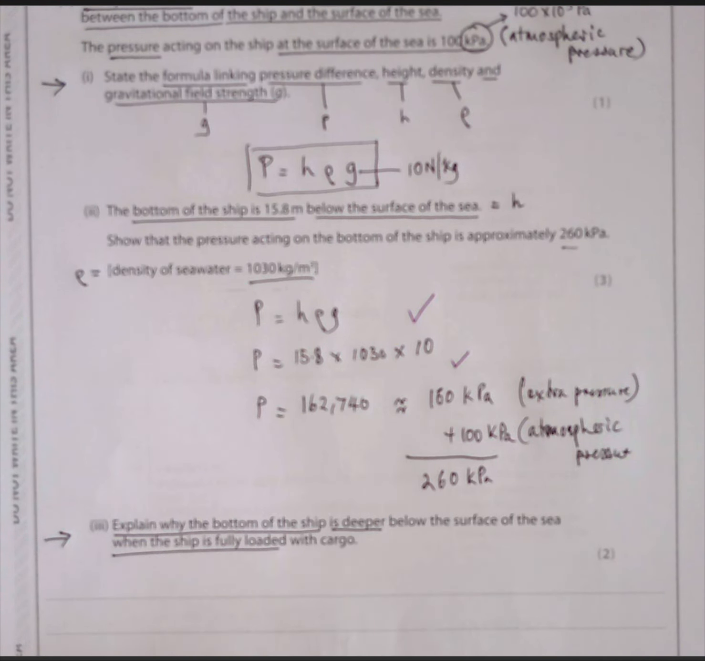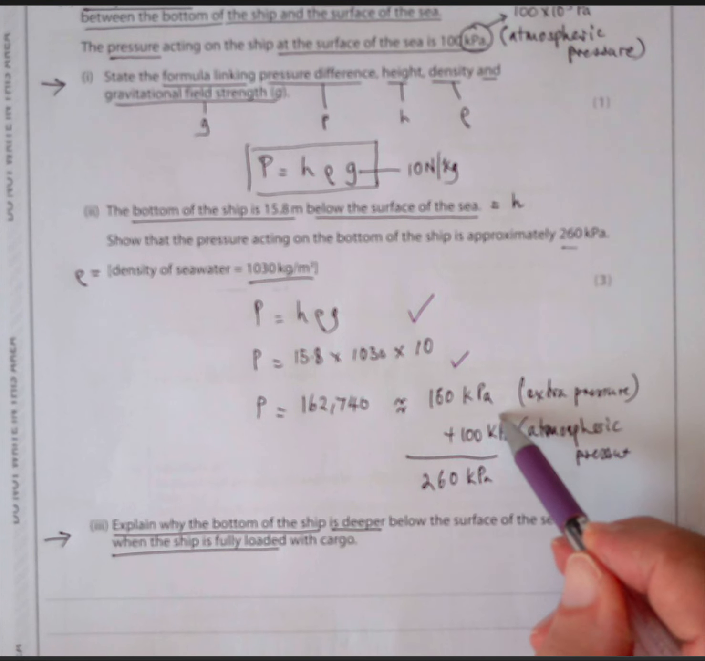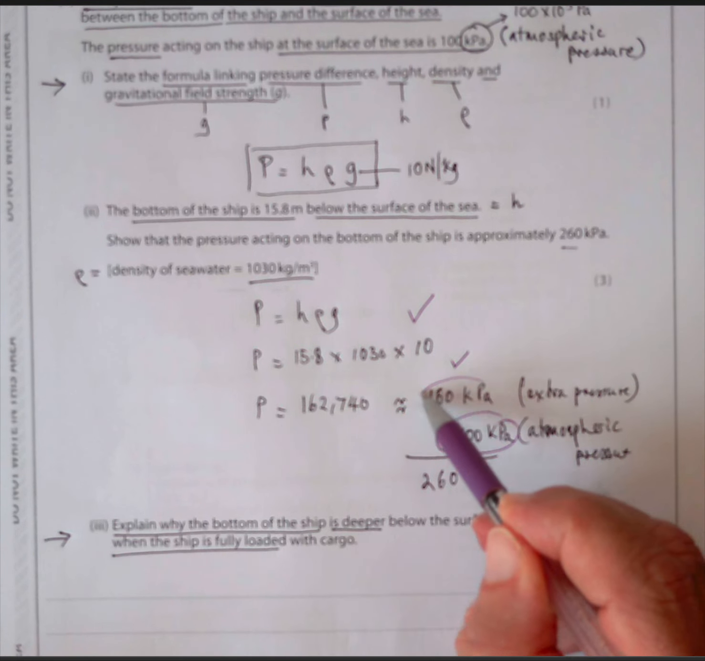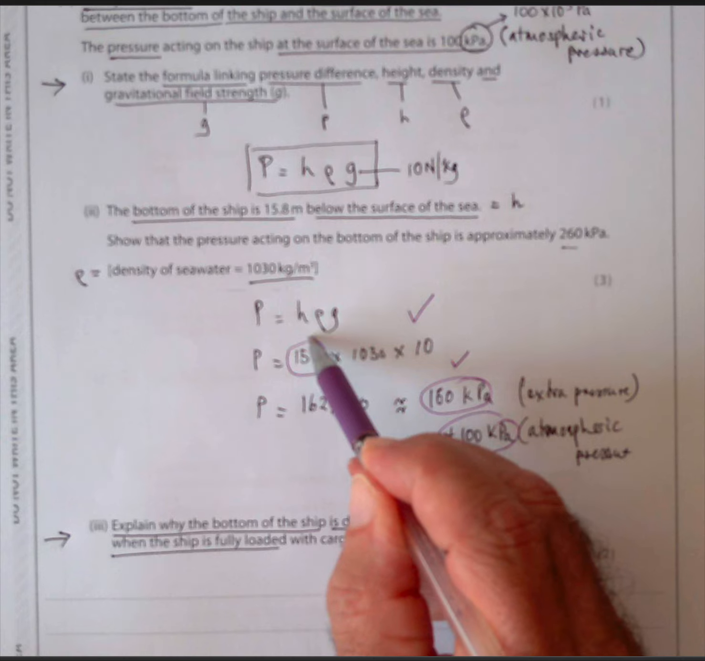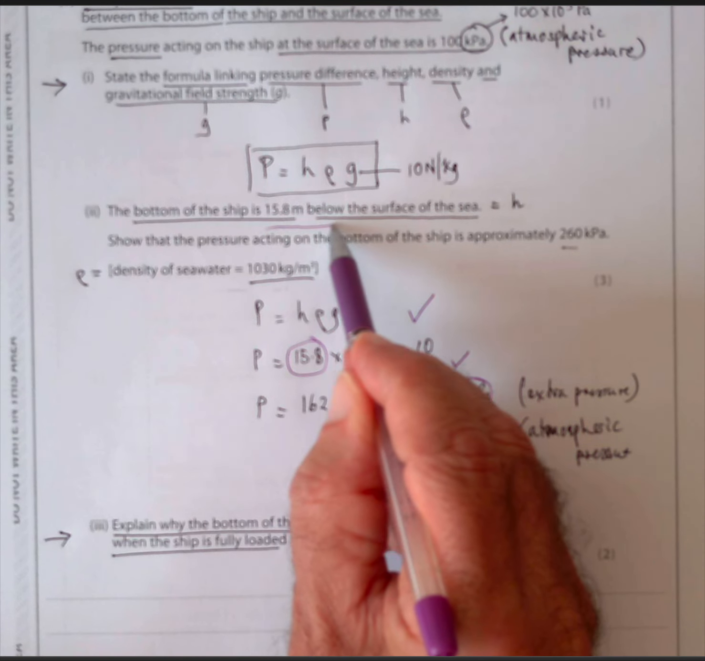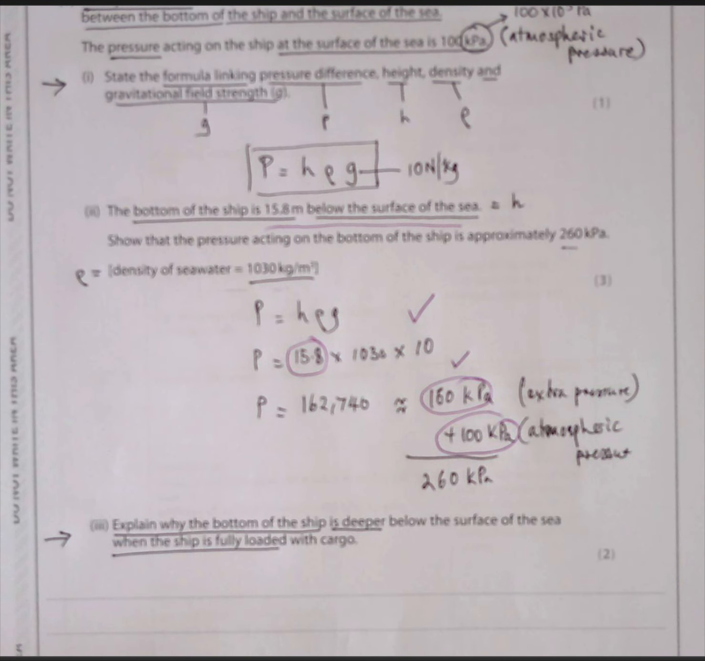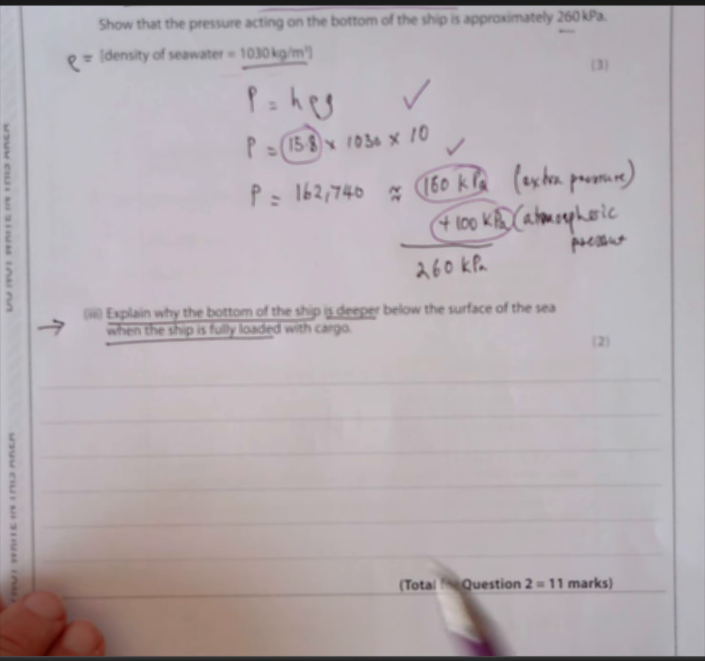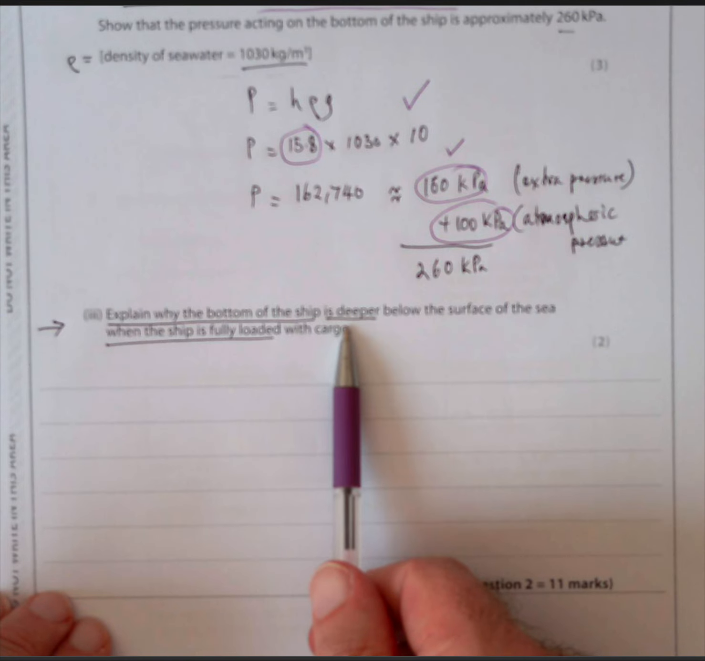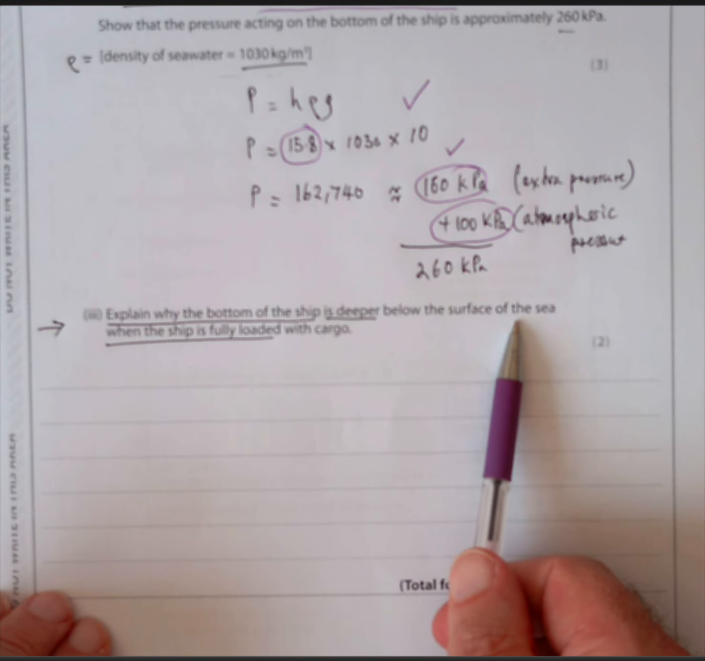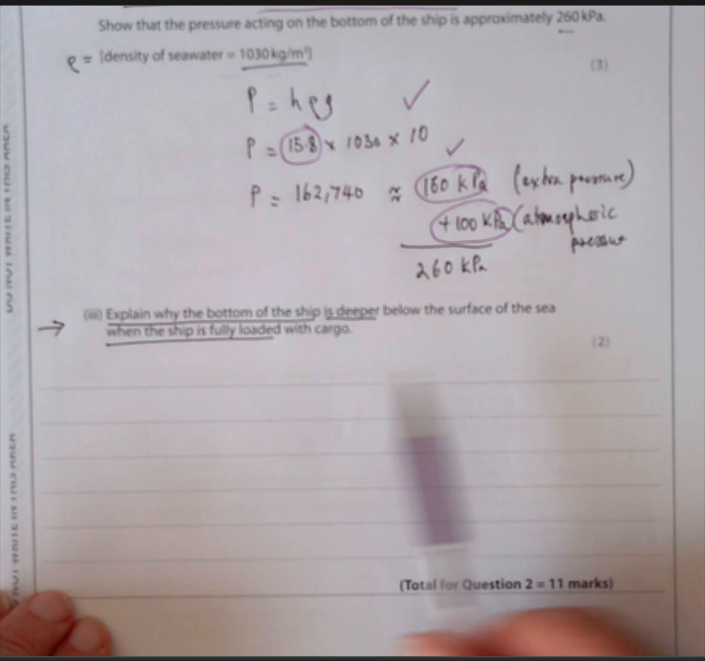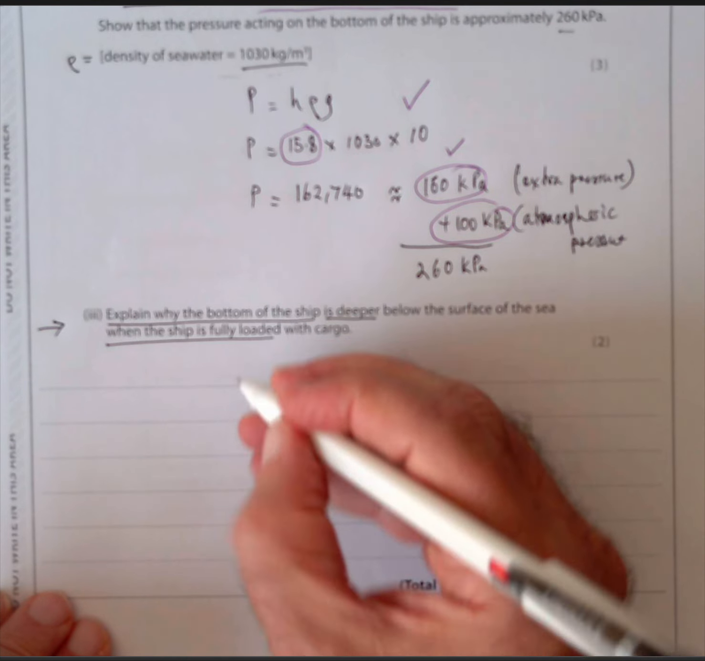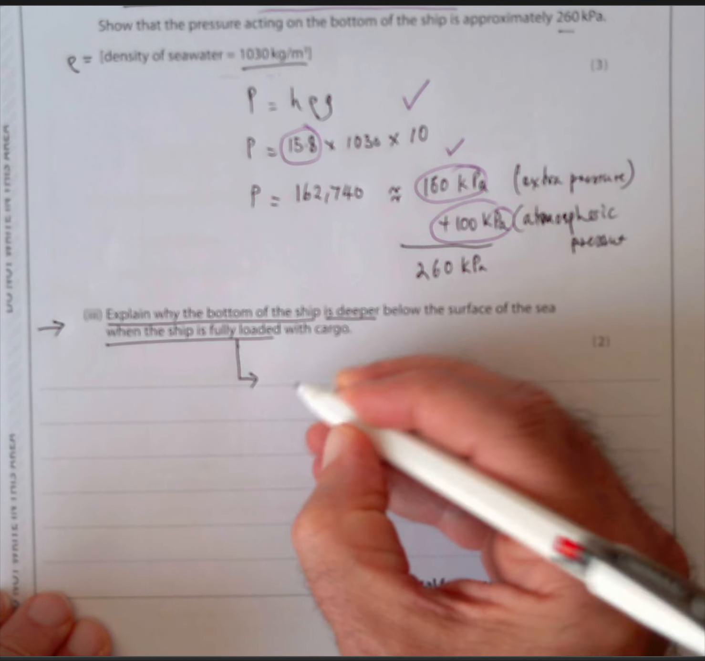So I hope that makes sense. So 100 is due to the atmosphere, 160 is due to the 15.8 meters of water, which causes an extra 160. So they want you to realize it's a pressure difference. It then says, explain why the bottom of the ship is deeper below the surface of the sea when the ship is fully loaded. Well, if the ship is fully loaded, what's going to increase on your force diagram?